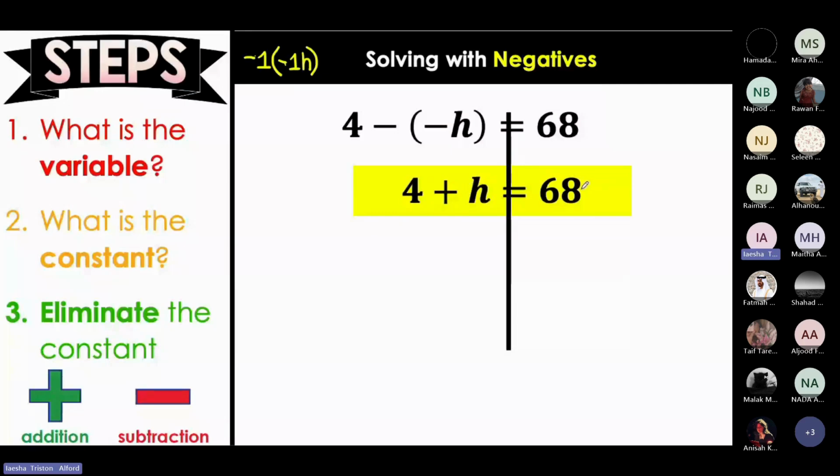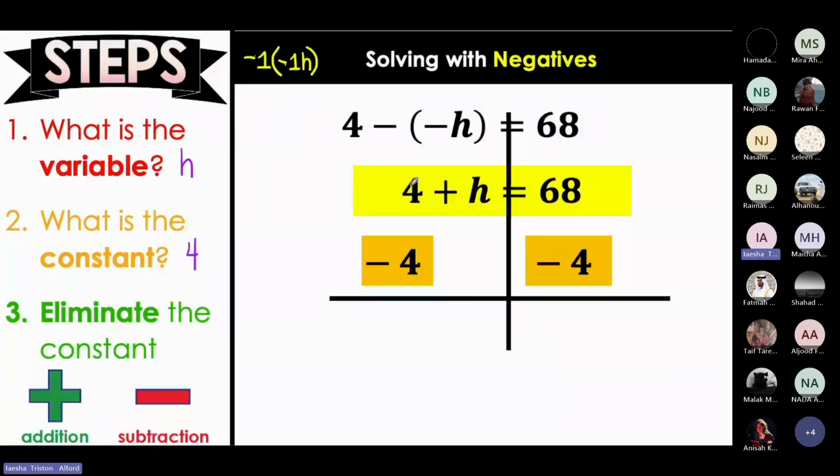Now from here, what is the variable? H. What is your constant? Positive 4. The constant, we want to make it 0. How do you make it 0? Subtract 4 on both sides.